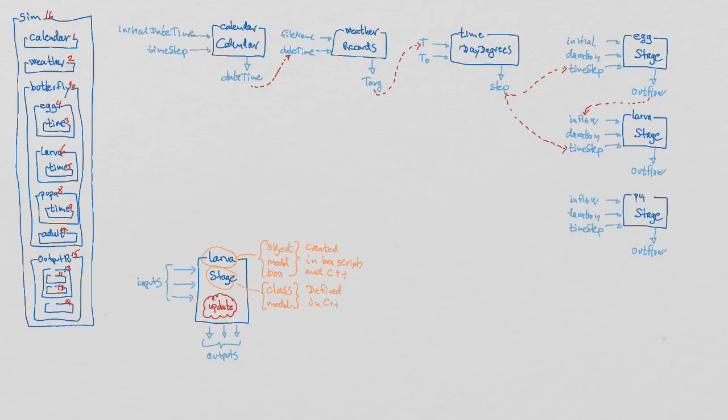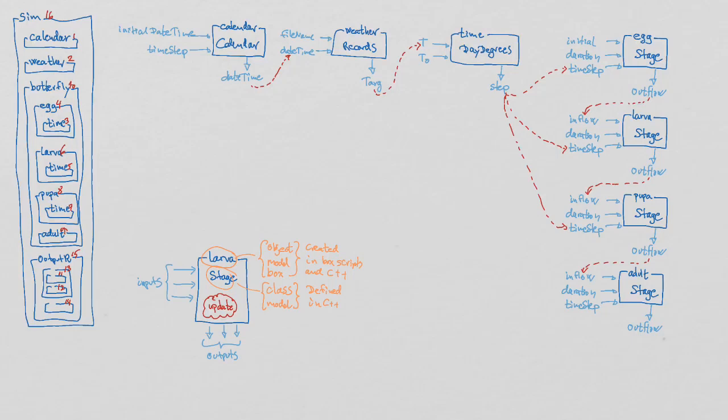The same story goes for the pupa stage. The adult stage is simpler because its time step is fixed to 1. So for every simulation step, the adults age by 1 day. The outflow, meaning the number of adults dying every day, is not used anywhere.